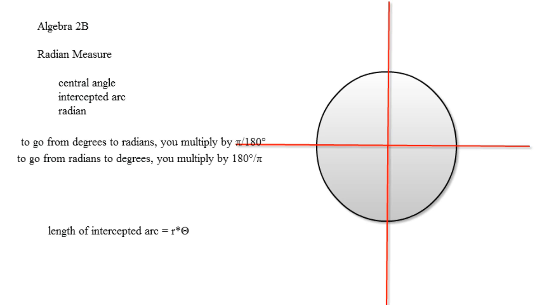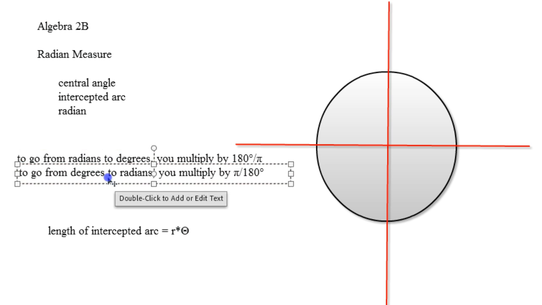Once again, to go from degrees to radians, you multiply by pi over 180. To go from radians to degrees, you multiply by 180 over pi.